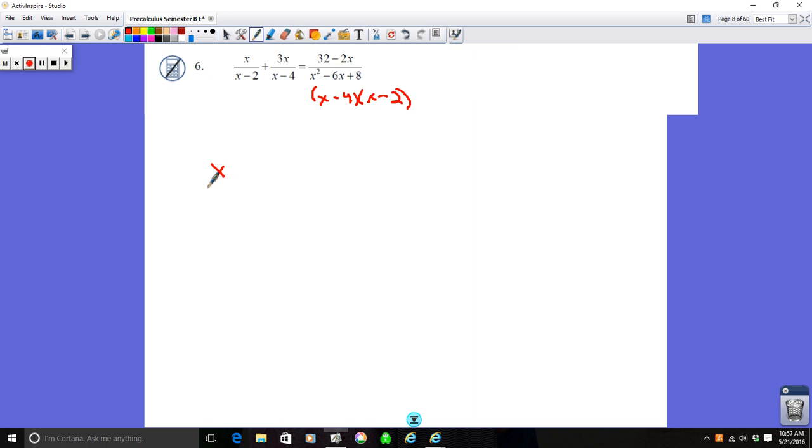So this needs... this has an x minus 2. It needs an x minus 4. So what we do to the bottom, we do to the top. The 3x over x minus 4 needs an x minus 2.